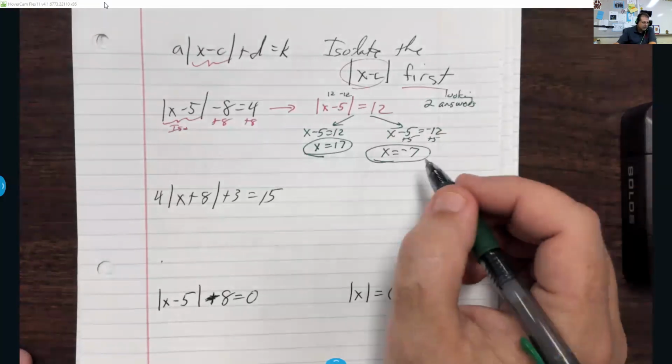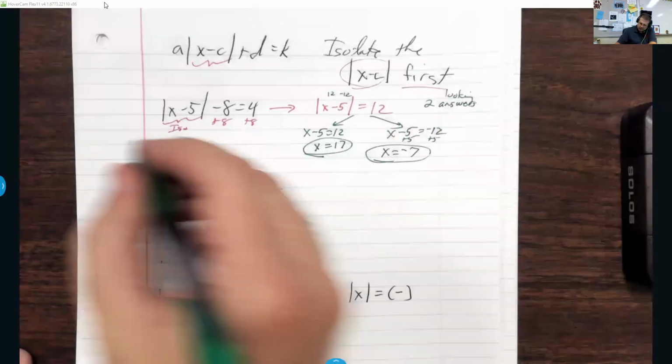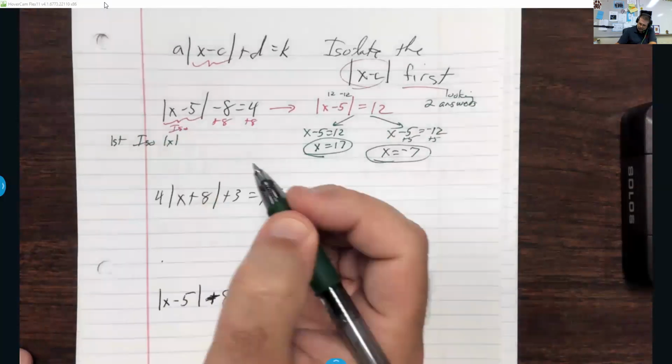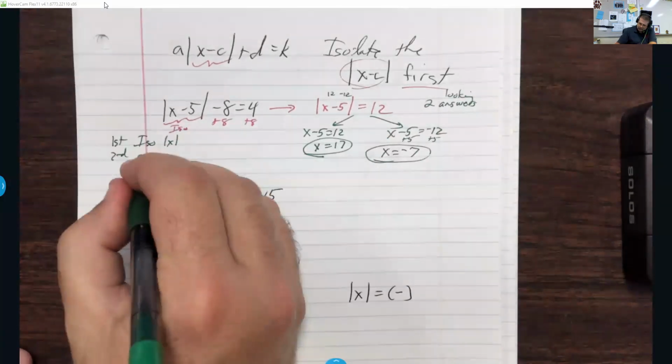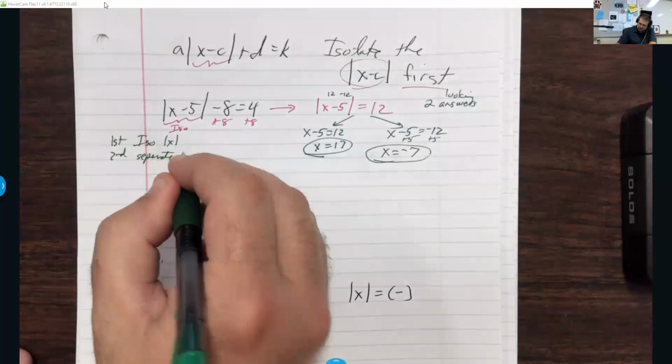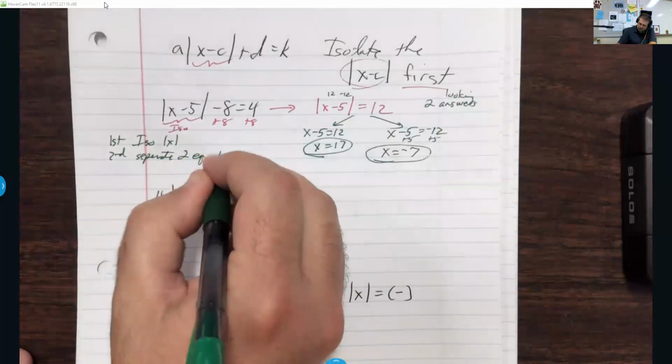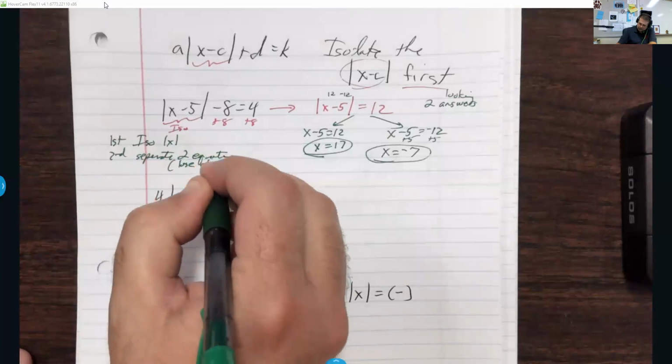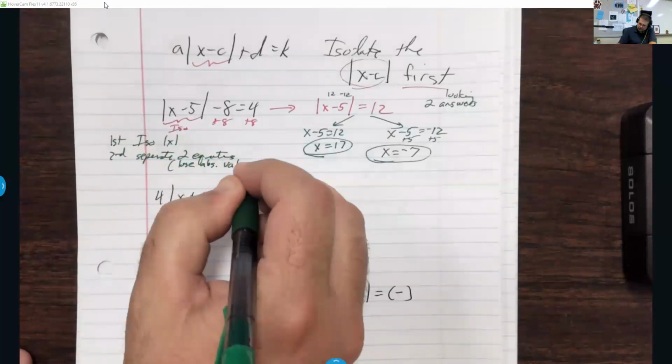Isolate and then separate. So step 1, isolate the absolute value. Step 2, separate into 2 equations and lose the absolute value bars.